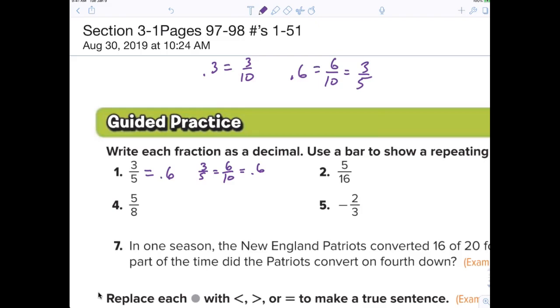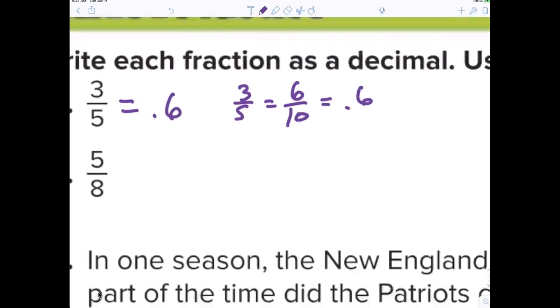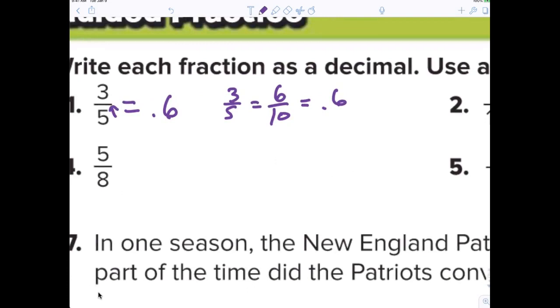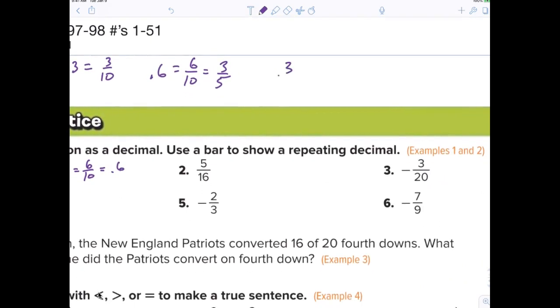Stay with me, though. Now, let's just say something happened to our brain and we forgot how or why that was. What does the fraction bar actually mean down here, guys? Divide. So we're going to take 3 and we're going to divide it by 5. That's what a fraction is, a division problem. So when you're dividing this, that means 5 goes into 3. How many times does 5 go into 30? 6. That's why it became 0.6. Is everybody with me on that?